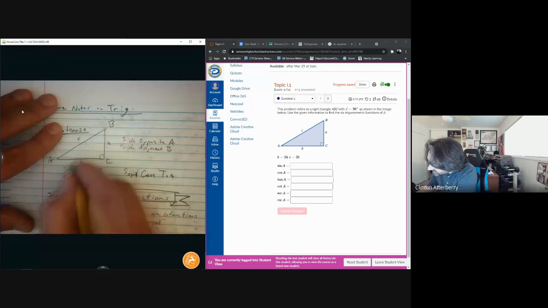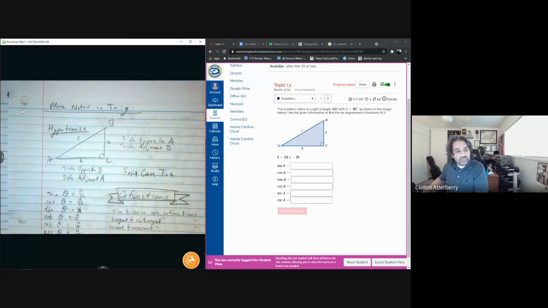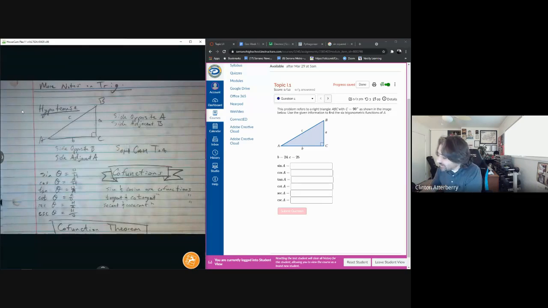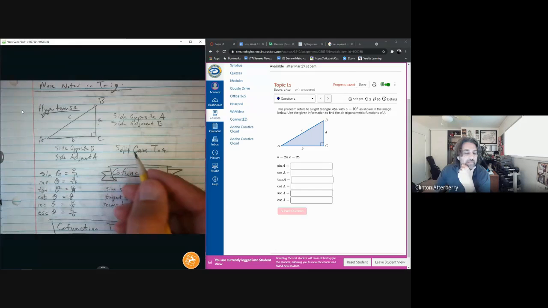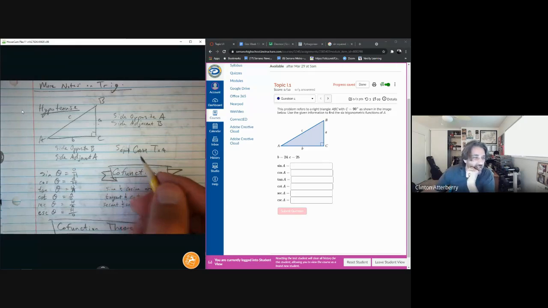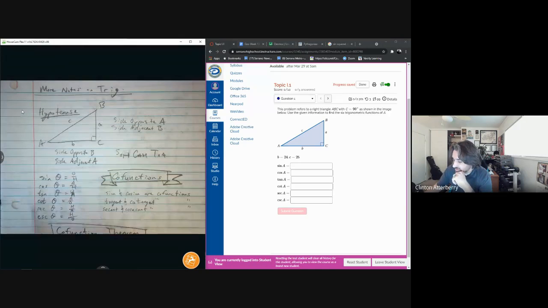Okay, and if you can remember this, SOHCAHTOA: your sine is opposite divided by hypotenuse, your cosine is adjacent divided by hypotenuse, and your tangent is your opposite divided by adjacent. That looks like this. Sine of your angle is opposite over hypotenuse, cosine is adjacent over hypotenuse, tangent's opposite over adjacent.